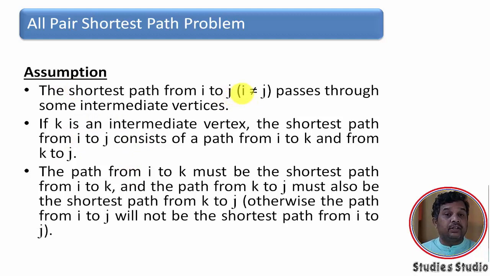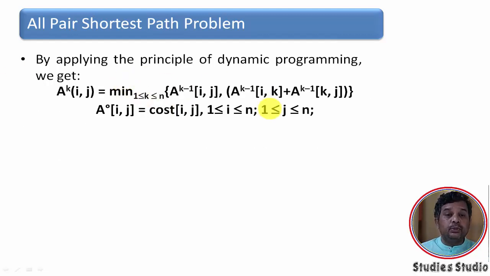There is one more question here. Why is i not equal to j? If i equals j, then what happens? If i is equal to j, then we are traveling from one vertex to the same vertex, so we always consider it to be 0. We are going to use this formula to find all pair shortest path. The details about this formula we'll be able to learn while doing the example.